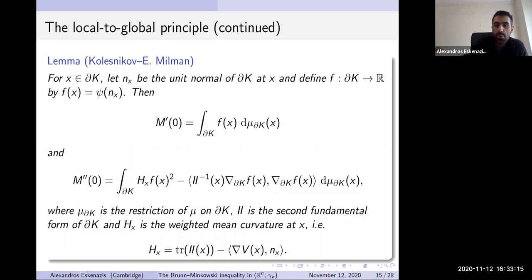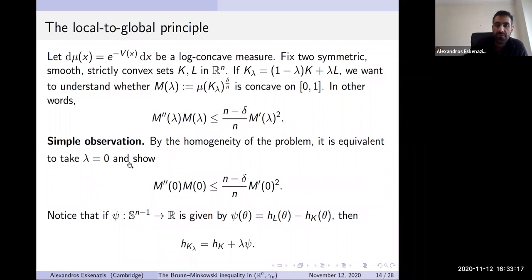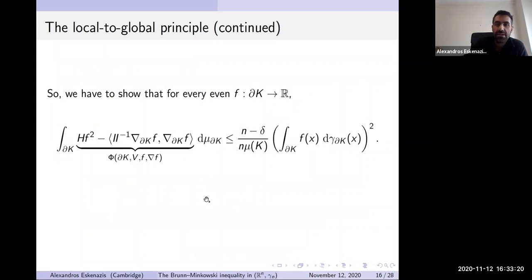And now I can just rewrite this inequality with the first and second derivative using this. So what I have to show is that the integral on the boundary of this quantity, which I'm simply going to refer to from now on as phi. So phi, depending on the boundary, V, f, and the gradient, is bounded above by n minus delta times n times the measure of K, times the integral on the boundary of f with respect to, that's not the gamma here, that's mu, d mu on the boundary.